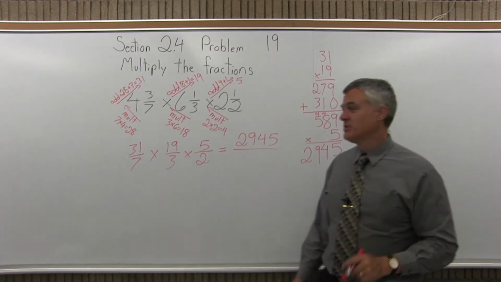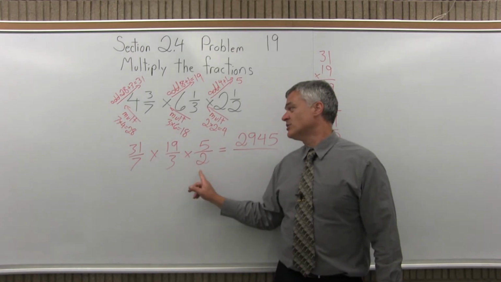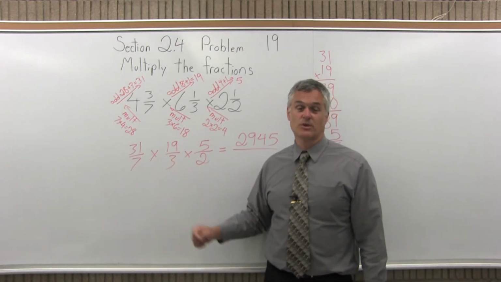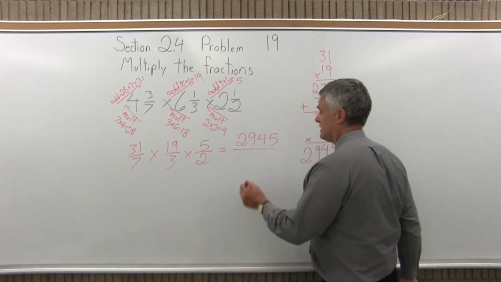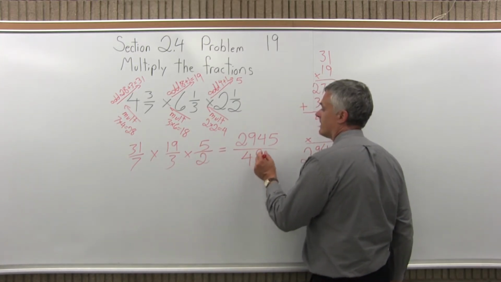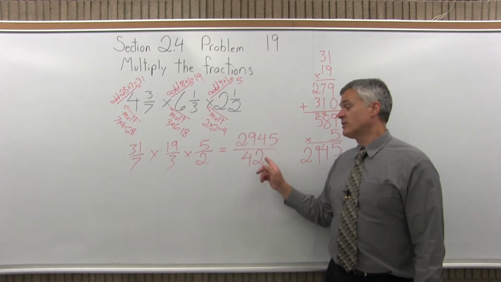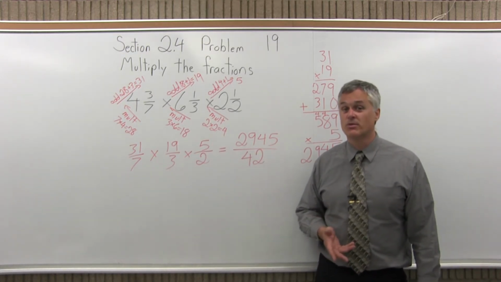Now, the denominators will be a little bit easier. 7 times 3 times 2. Well, 7 times 3 I know is 21, and then 21 times 2, if I double the 21, I have 42. Now, that is the answer. 2,945 over 42. Notice it is an improper fraction.